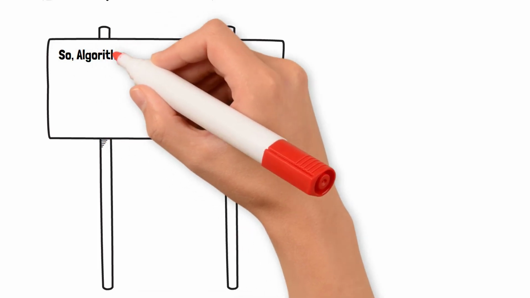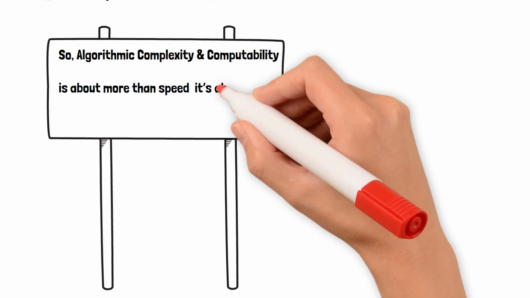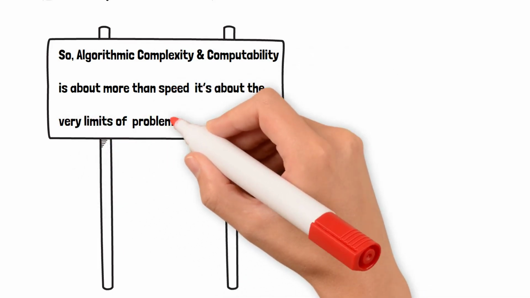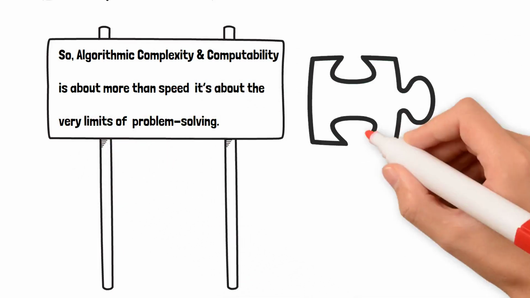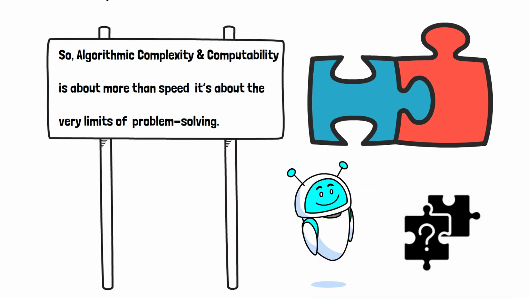So, algorithmic complexity and computability is about more than speed. It's about the very limits of problem solving. It's the difference between the solvable and the unsolvable, between efficient AI models and impossible ones.